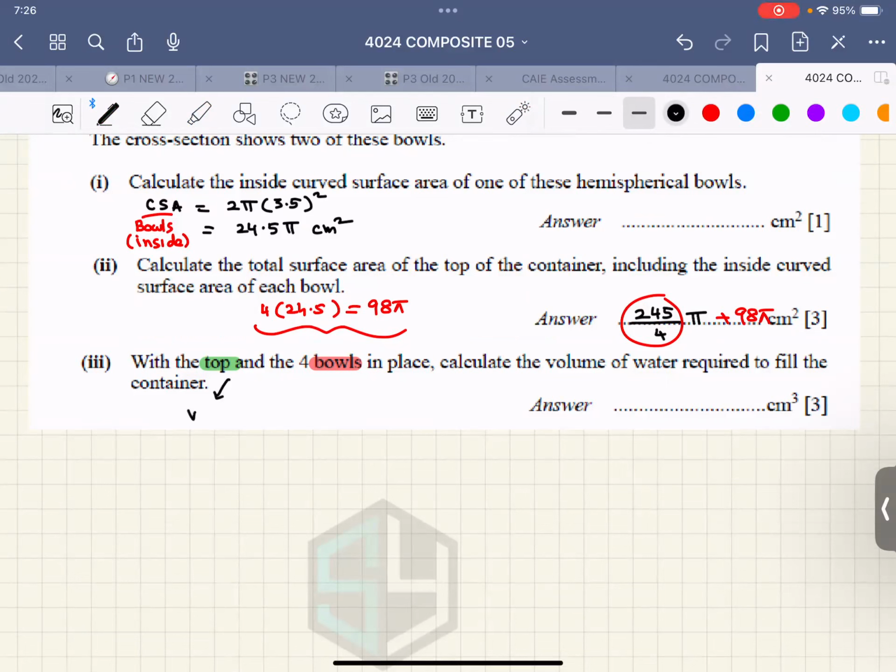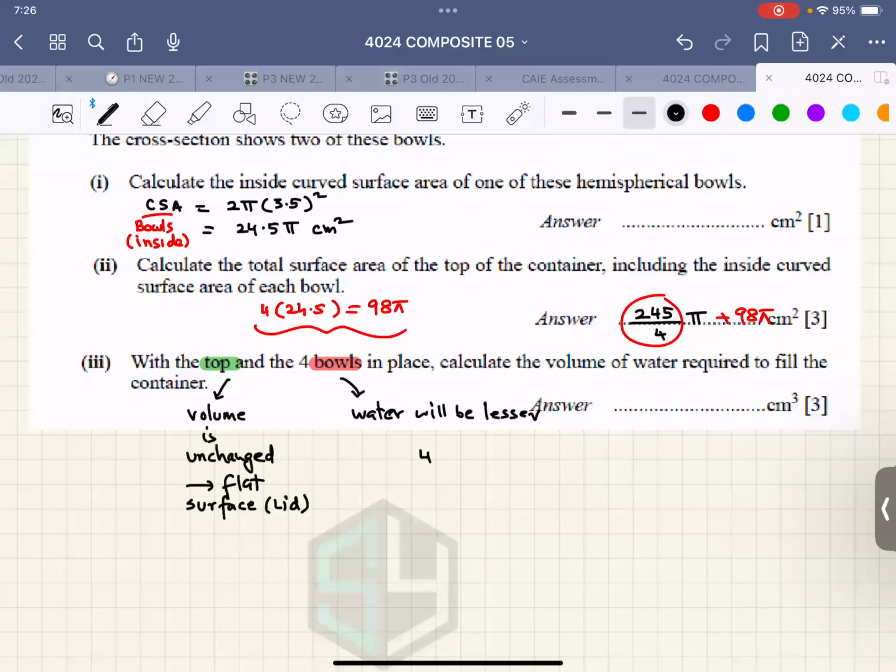So top volume is unchanged. Why is it unchanged? Because it's a flat surface. So that flat surface, flat lid, is causing no trouble to the volume. But because of the bowls, the water will be lesser. So therefore, that's 4 times the volume of a hemisphere. So that is 4 times.